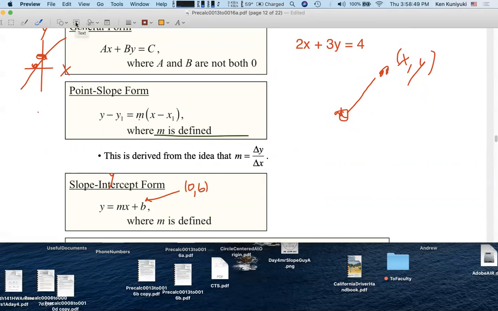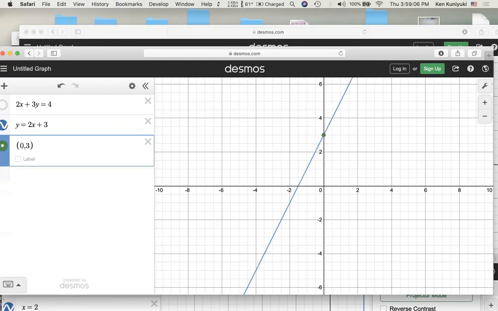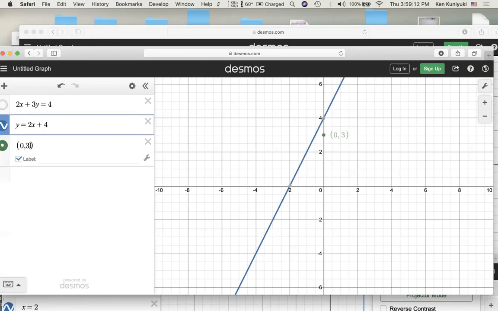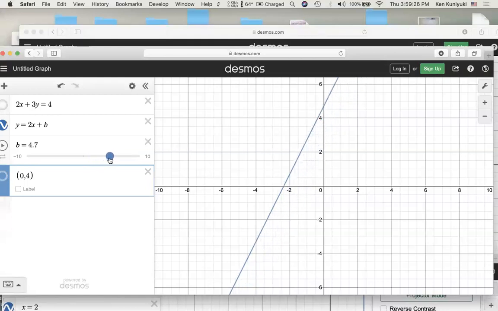So for example, let's consider y equals 2x plus 3. Okay, y equals 2x, that has slope 2, but it goes through the origin, 0 comma 0. Y equals 2x plus 3, that goes through the point 0 comma 3 as the y-intercept. If I have y equals 2x plus 4, then it goes through 0 comma 4 as the y-intercept, and so forth. I could put a slider here, 0 comma b. If I slide b, then I change the y-intercept.